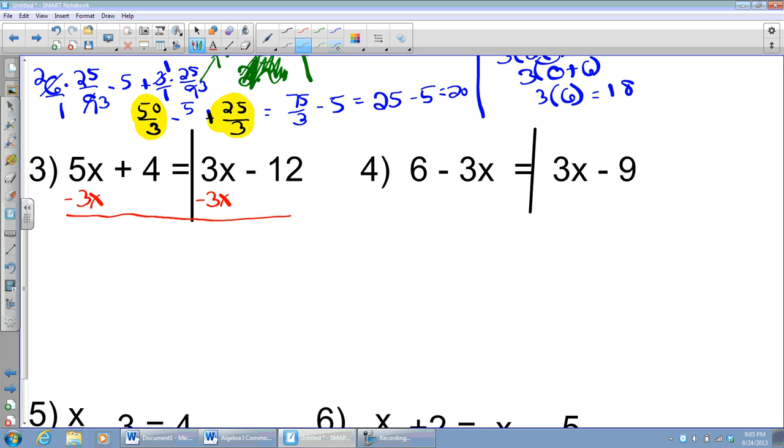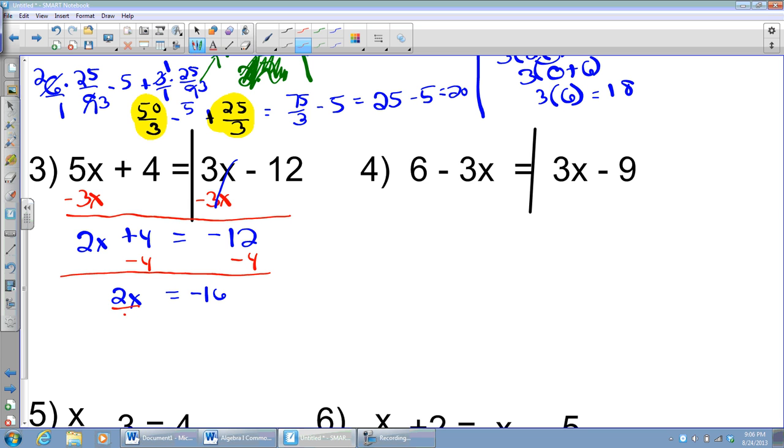And when I do that, the left-hand side will become 2x plus 4 minus 12 equals negative 12. Look at that, a two-step equation. So I'll subtract 4 from both sides, and I'll get 2x equal to negative 16. Divide by 2, divide by 2, and I'll get x is equal to negative 8.